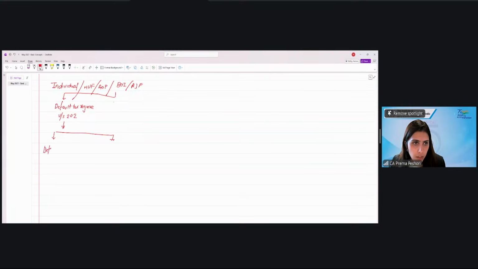So there will be default tax rates and there will be specific tax rates. For example, LTCG, STCG, winnings from lottery. So that will continue to be taxed at the rates mentioned in those sections. Now, what are the default tax rates which are given?